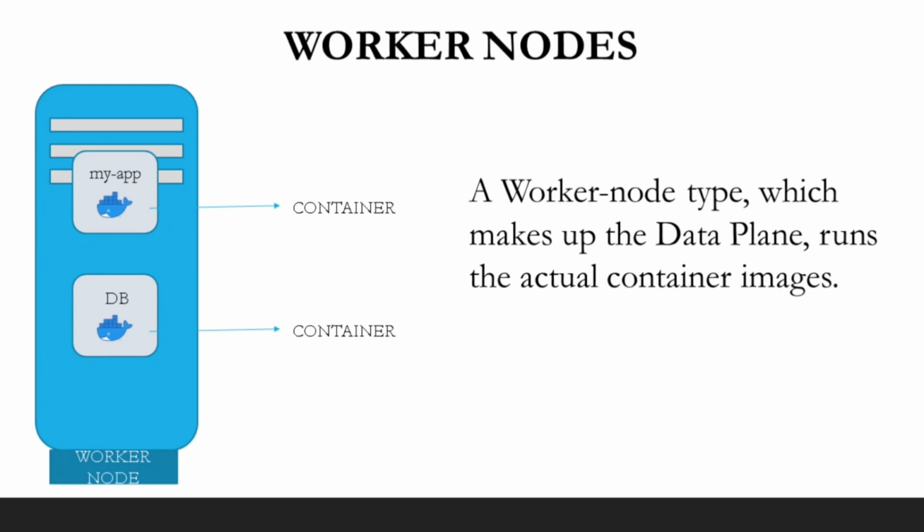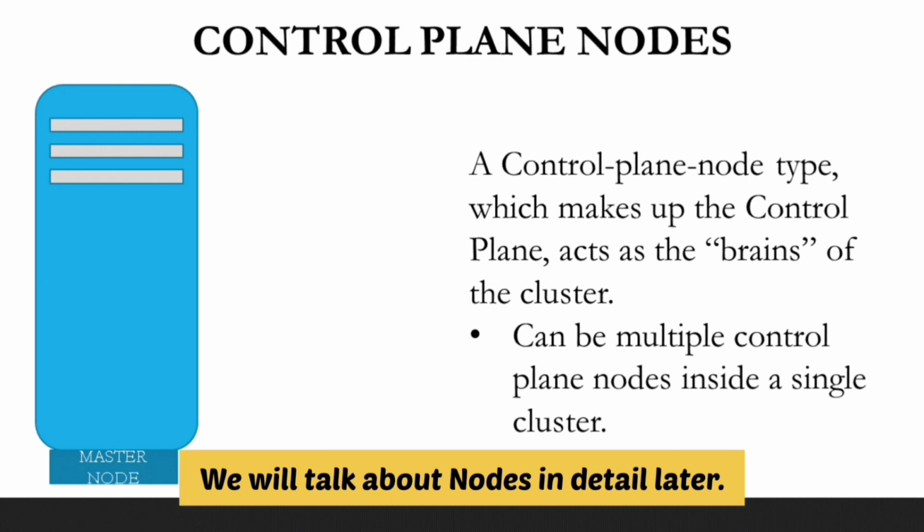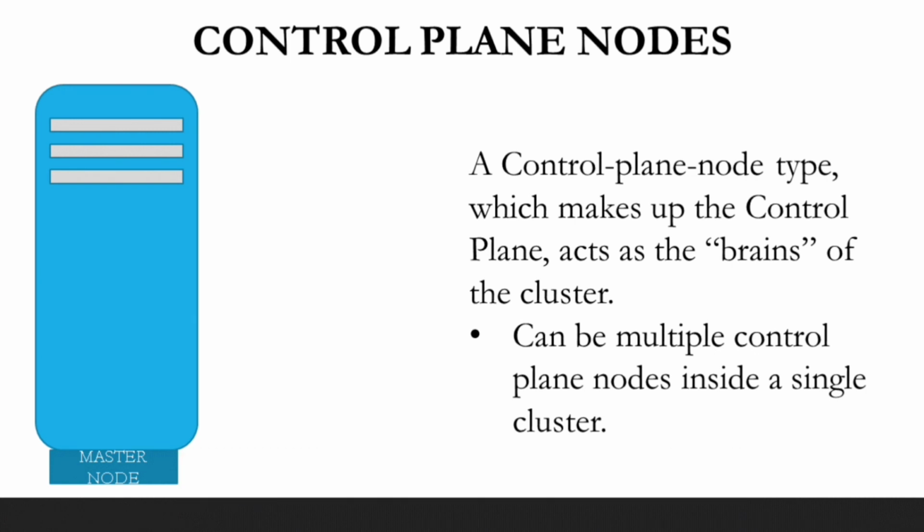Worker nodes make up the Kubernetes data plane that runs the actual container images. So these are the machines where our containerized applications are running. There can be multiple worker nodes in a single cluster, but every cluster has at least one worker node. While control plane nodes, also known as master nodes, which make up the Kubernetes control plane, act as the brain of the Kubernetes cluster, as they manage all the worker nodes and the processes in the cluster. There can be multiple control plane nodes in a single Kubernetes cluster.